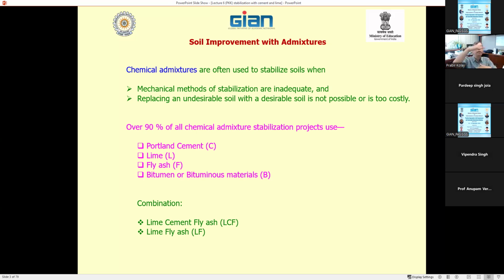For example, we have a huge depth of soft clay, and we cannot use one method we mentioned earlier, replacing it with a good soil. Sometimes that's not possible because the depth is too high, so you cannot replace. Then you can improve only some portion of the topsoil by using chemical admixtures. That is a viable option. Sometimes people use all these different chemicals, Portland cement, lime, or fly ash, or sometimes a combination of two or three chemicals together.